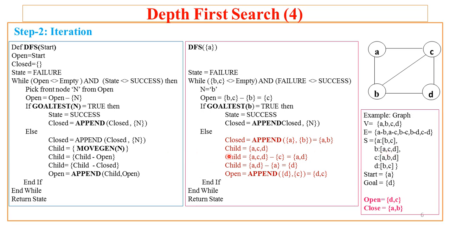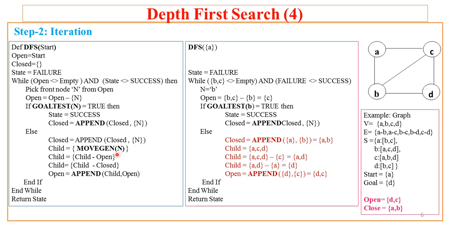So that is written by the moveGen function and it is collected in the child list. Now from the child list we'll try to remove whatever is already in the open and closed, because whatever is in the closed should not appear in the new children. Why? Because the nodes which we have already processed should not be part of the child nodes created by the moveGen. So here A, C, D are the children of B.